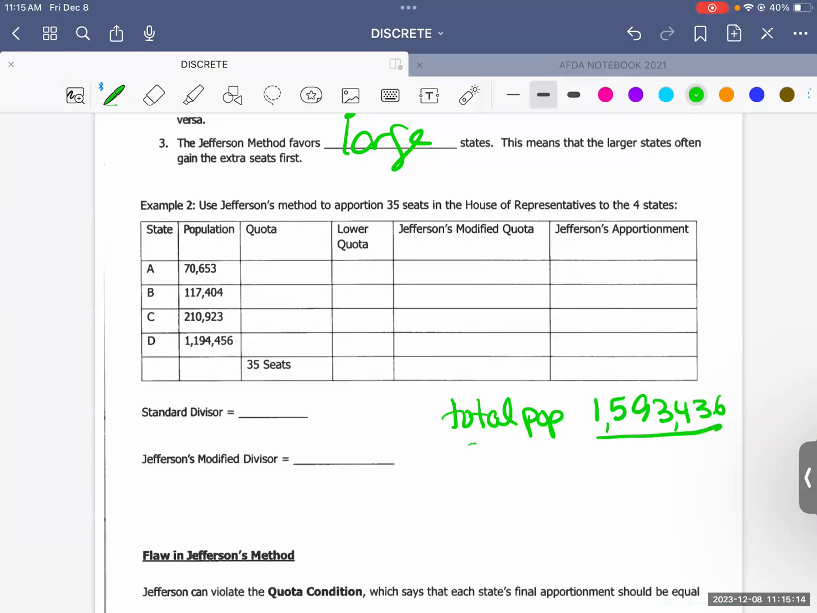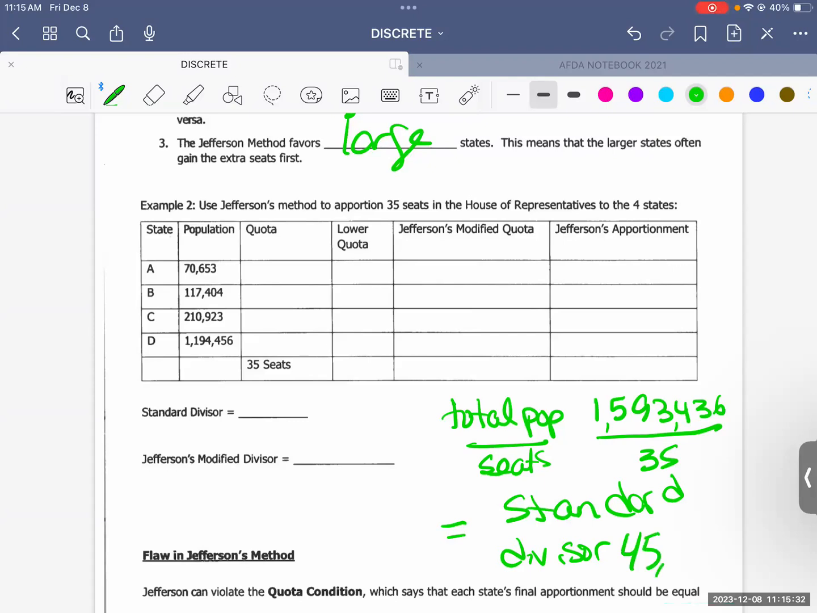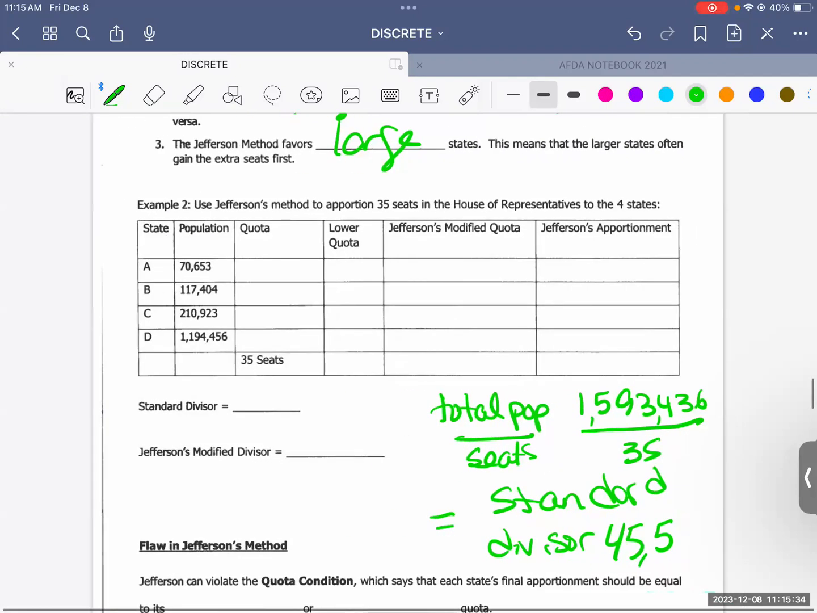Divided by seats, 35, equals standard divisor. What do we get? 45,527. When it's this big, I'm not even going to worry about the decimal because it's not going to make a big difference. We're just rounding normally.